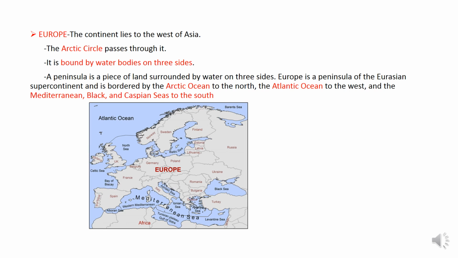Europe. This continent lies to the west of Asia. The Arctic Circle passes through it. It is bounded by water on 3 sides. A peninsula is a piece of land surrounded by water on 3 sides. Europe is a peninsula of the Eurasian supercontinent and is bordered by the Arctic Ocean on the north, Atlantic Ocean to the west and Mediterranean, Black Sea and Caspian Sea to the south.